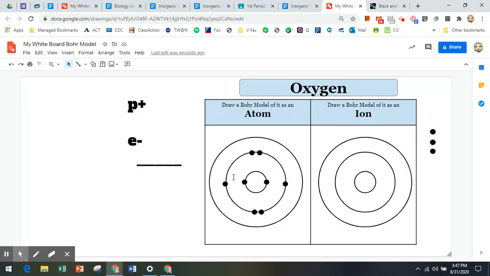So yours, if you drew that Bohr model, would look something like this. Remember, it's got 8 and 8. Those would equal out to be 0, and atoms have a 0 charge. But what if it's going to form an ion?